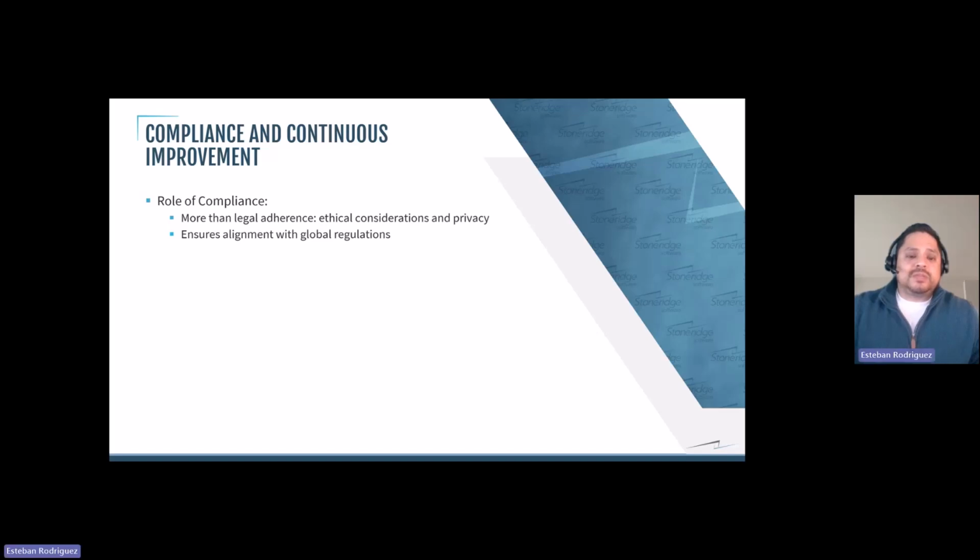But what does compliance really mean for you on a day-to-day basis? It means every piece of data you handle is managed under stringent guidelines that respect privacy and ensure security. It's about creating a data environment where every stakeholder can trust that the information is handled responsibly.